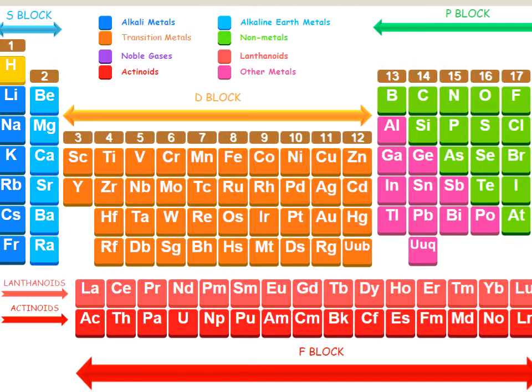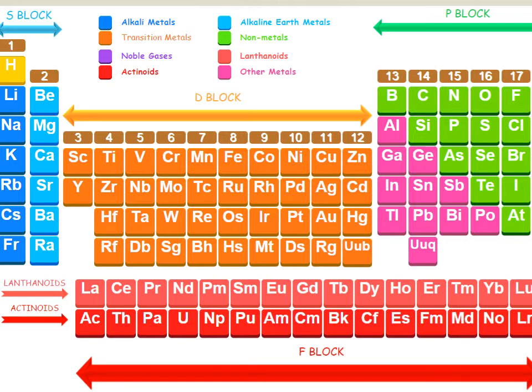Coming towards the D block elements, the elements which you can see in orange color are D block elements. Now these D block elements serve as a bridge between S block and P block, and that is why they are called transition elements, or transition metals. They are called transition metals because all the elements present in D block are metals.